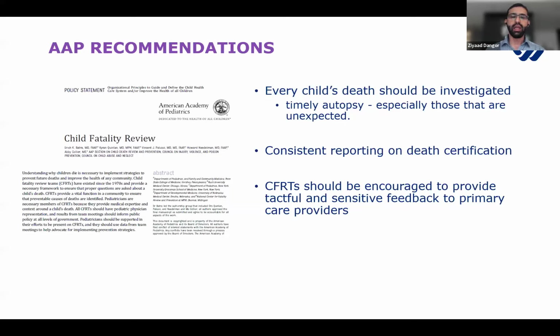So if we're finding that there are obstacles to care occurring from the primary level, that's where we as pediatricians need to step in and say, can we tactfully and sensitively provide that feedback? And it may just be that these are systemic issues that people need help to overcome.